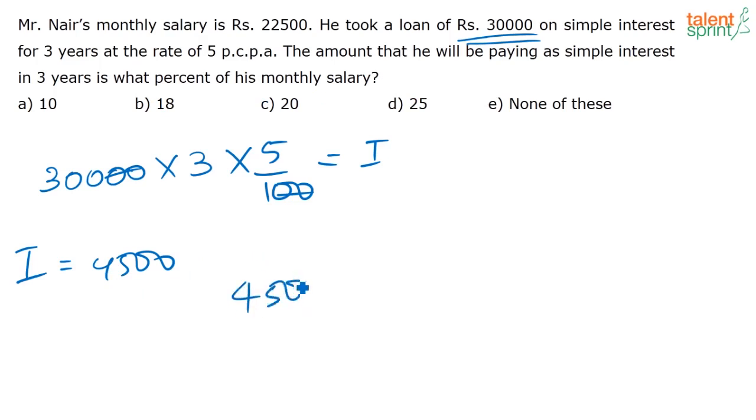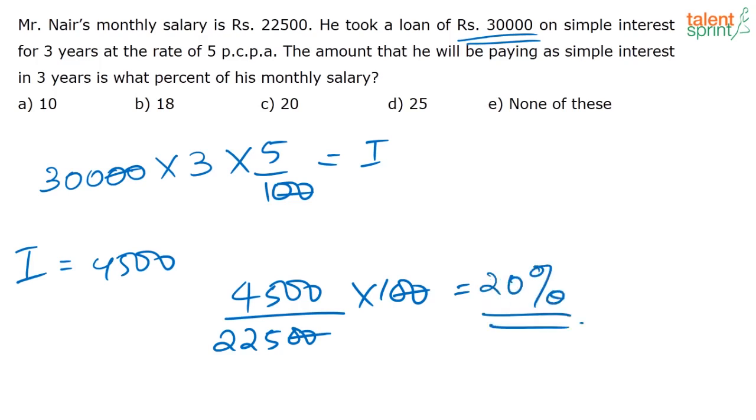That is nothing but 4,500 by 22500 into 100, correct? So just solve for this. What do you get? 4500 by 225, that is nothing but 20%. 225 into 2 is 450, so 20%. Answer is option C. Look at the next question.